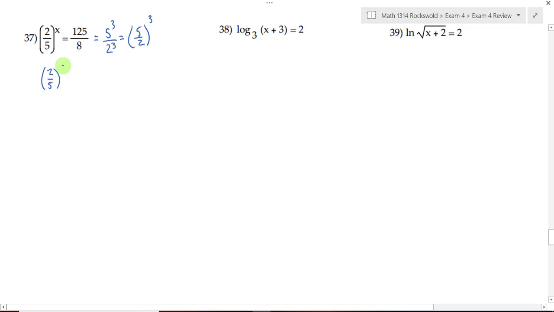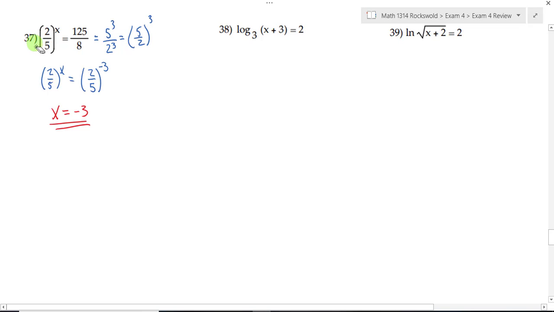I have 2/5 to the x equals, what would make this 2/5 right here? What would I have to do to that exponent to get the fraction to flip? A negative exponent. Remember, negative exponents flip fractions. If I have a over b raised to a power, that's equal to b over a raised to the negative power. A negative in the exponent flips the fraction. So what is x equal to here? X equals negative 3 is our final answer.